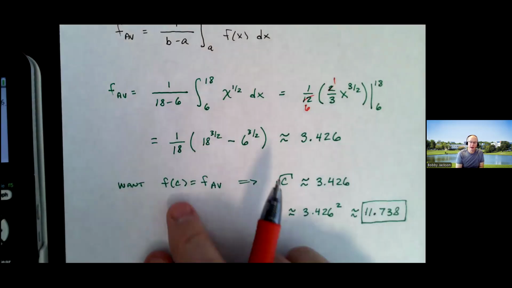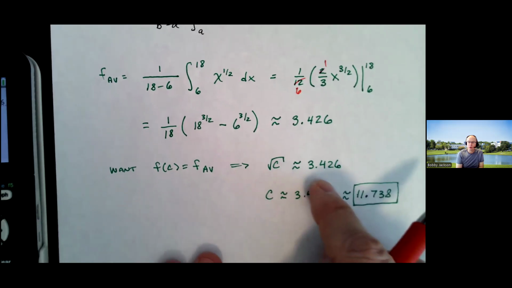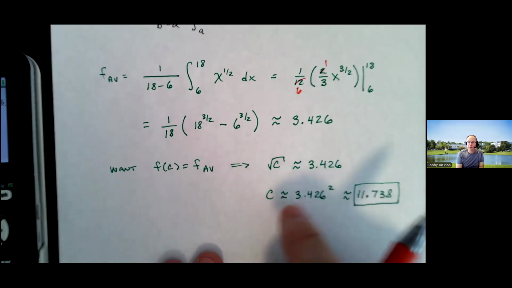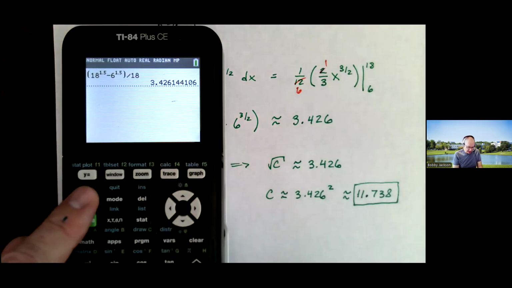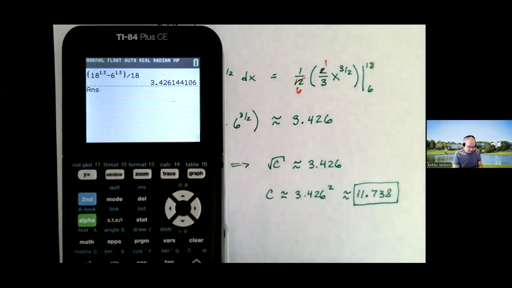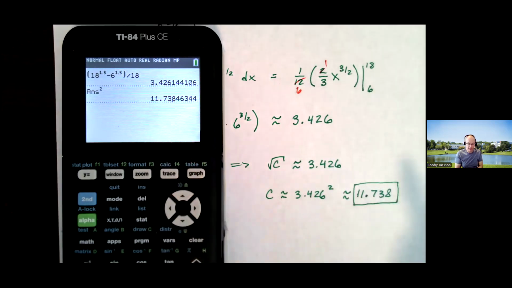So when is f of c equal to the average value? Well, f of c would be the square root of c. And when is the square root of c equal to this? Squaring both sides, when c is the square of that value. And I would just use the answer key and square it, or you can just hit the squaring button. It'll automatically square this value. Remember, answer restores the value of your previous result. And there it is. And so rounding to 3 decimal places, since this is a 4, we keep that at 8. And there's your answer. Okay, hope this is helpful.